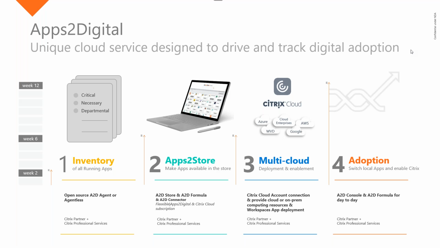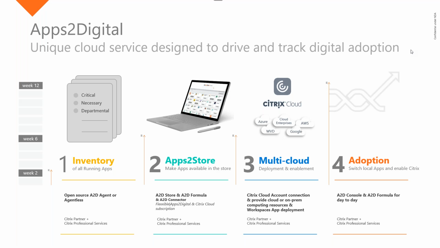So once we have this list, once you actually know which applications are critical, which ones are necessary and departmental, we're going to look at apps to store, which is our second step. Here we're going to take these applications that we know about and provide you a way to simply move those into a virtualization model. The virtualization solution that you can work with is something like Citrix Virtual Apps or Citrix App Layering. You can also use Microsoft App-V, and we're working on support for MSIX from Microsoft as well. Any of these technologies you can use to virtualize.